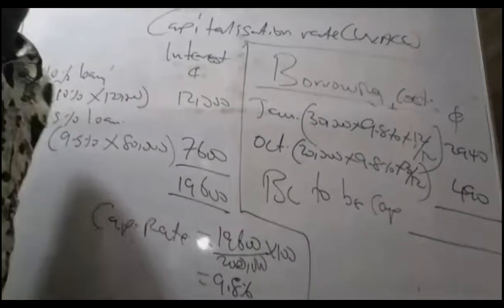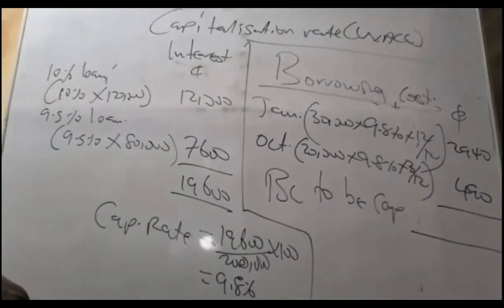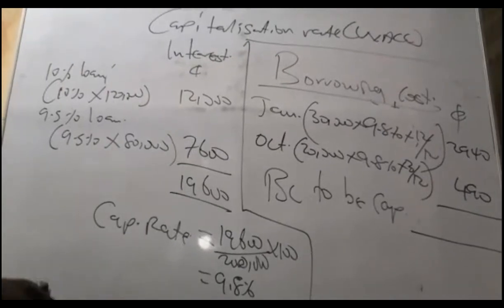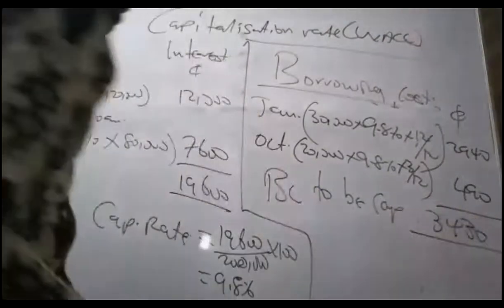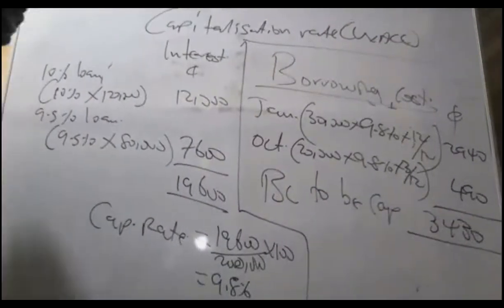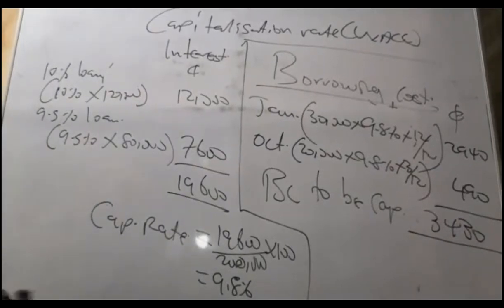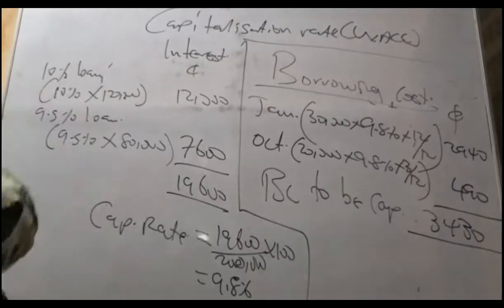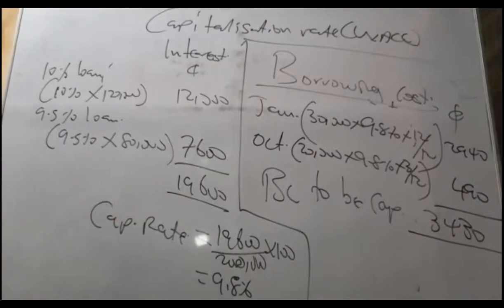Yeah, done. So put all the two together, what do you get? So this one gives us 3,430. Good. So that's the borrowing cost eligible for capitalization. So what's the total cost of the asset? Who can calculate it for me? Total cost of the asset. Who can do the calculation for me?